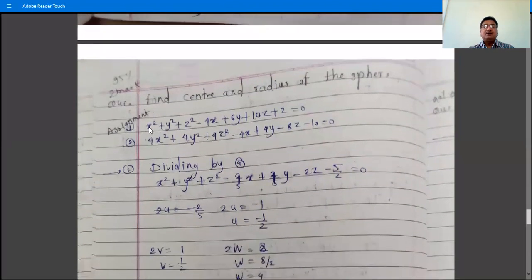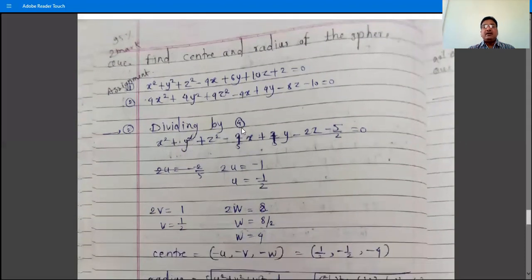The equation of the sphere is given in the general form: x square plus y square plus z square minus 4x plus 6y plus 10z plus 2 is equal to 0. And this is another sphere equation: 4x square plus 4y square plus 4z square minus 4x plus 4y minus 8z minus 10 is equal to 0. The first one is for assignment. For the second question, divide equation number 2 by 4.